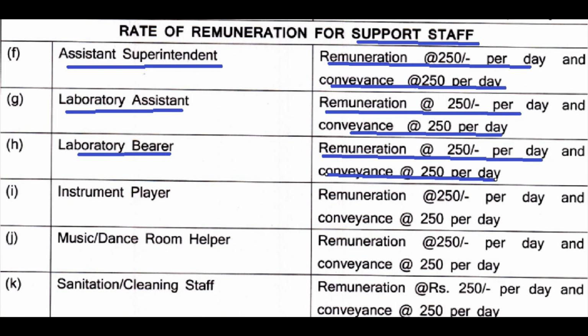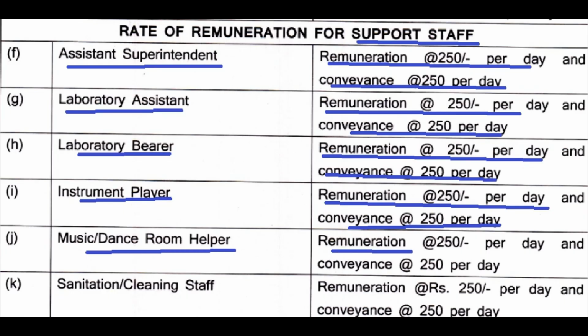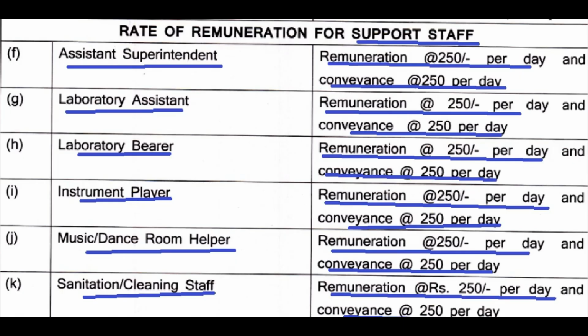Instrument player, remuneration at the rate of 250 rupees per day and conveyance at the rate of 250 per day. Music or dance room helper, remuneration at the rate of 250 per day and conveyance at the rate of 250 per day. Sanitation or cleaning staff, remuneration at the rate of 250 rupees per day and conveyance at the rate of 250 per day.